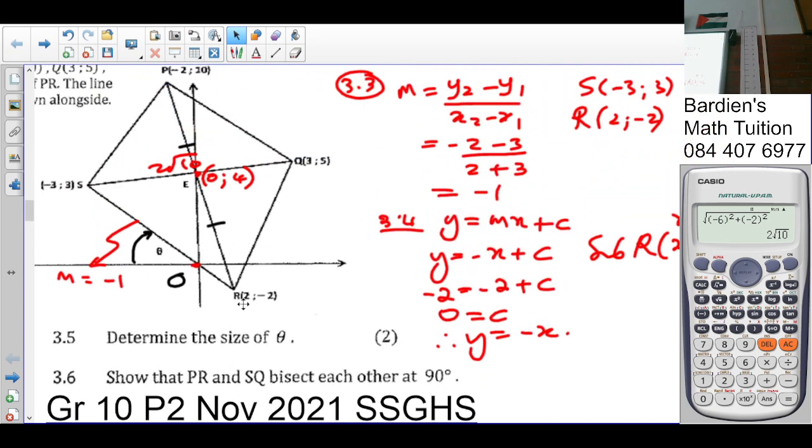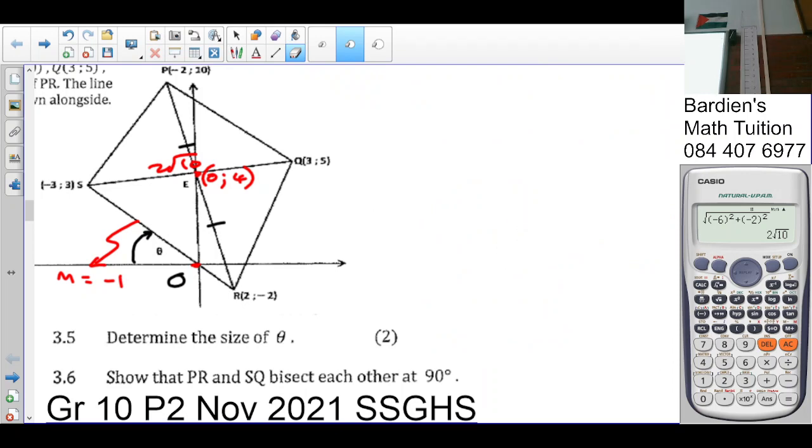Now we are told to determine the size of theta. You see that angle theta, if the gradient is negative 1, then the inclination angle is going to be 135 degrees. Can you see that? This inclination angle is 135 degrees. But what is the theta angle then?